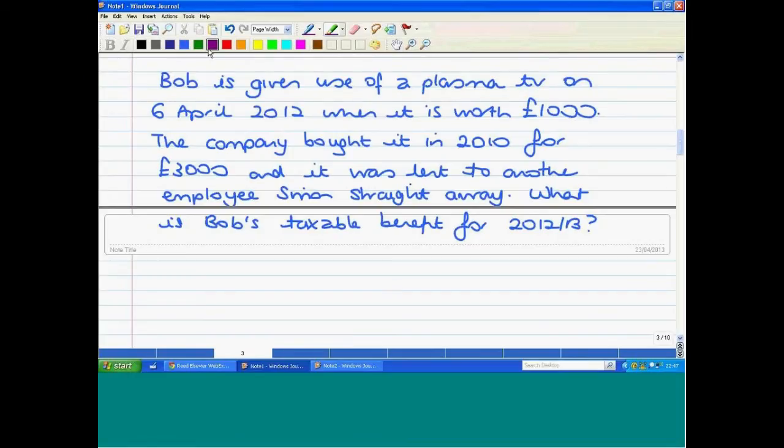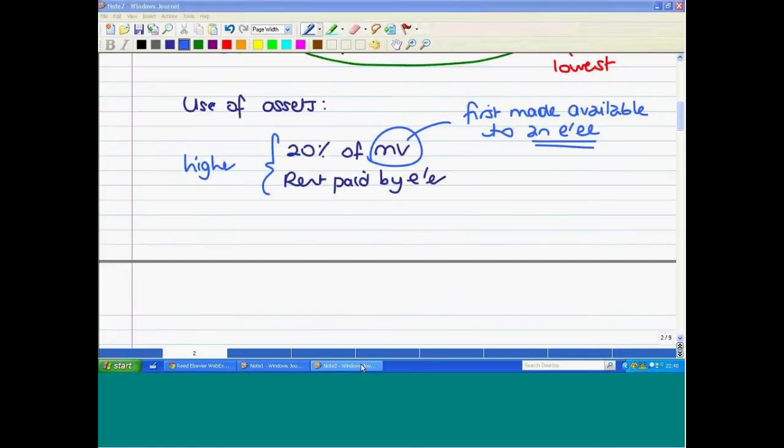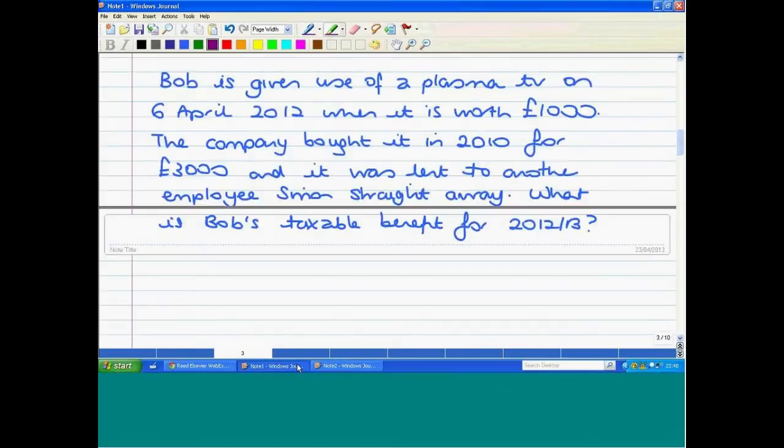So, what is this actually telling us? Can we put across through that bit of history telling us what had happened back in 2010? No. That's really important because if you think back to that rule I just mentioned, we're going by market value when it was first made available to an employee. Now, in this situation, it was first made available to Simon back in 2010, and it was worth £3,000 at that time. They bought it and they let him use it. Now, the company had bought it, so there's no rent paid.